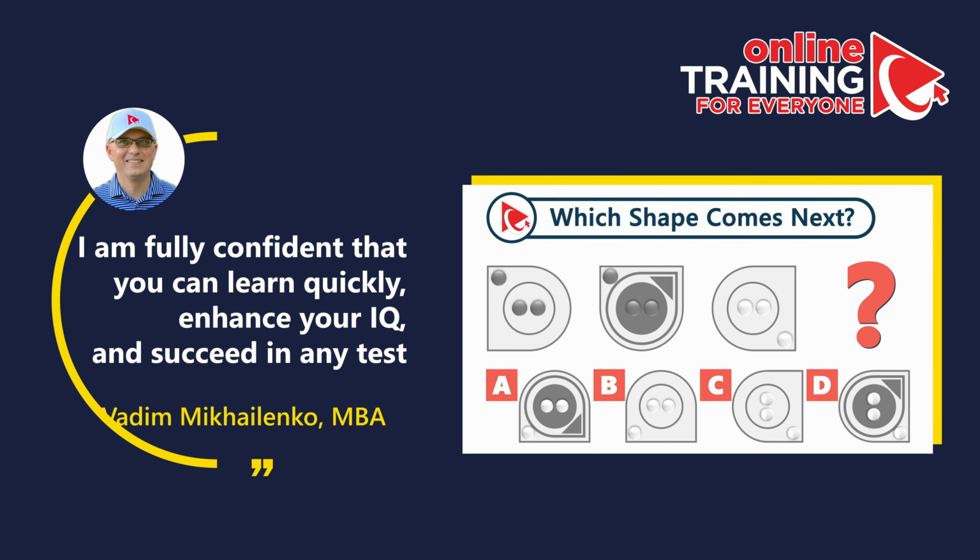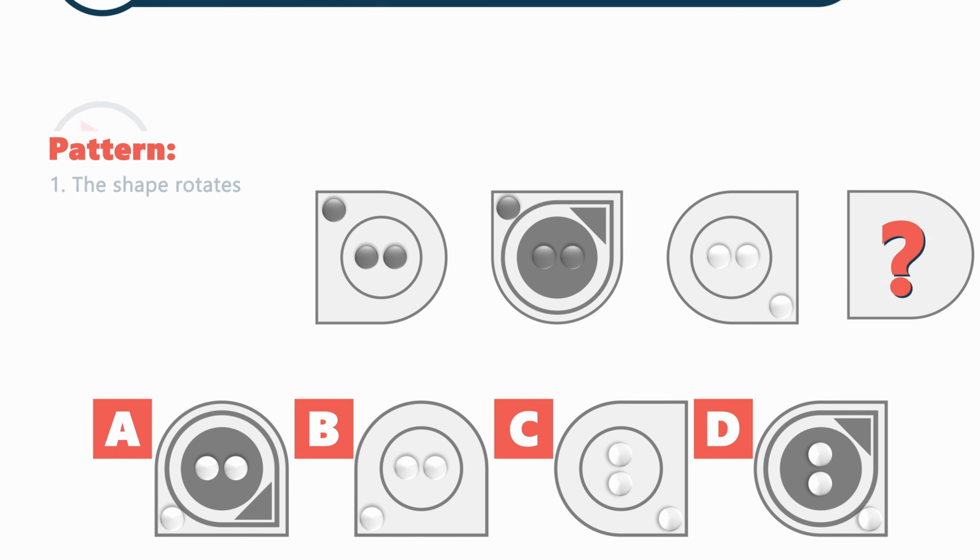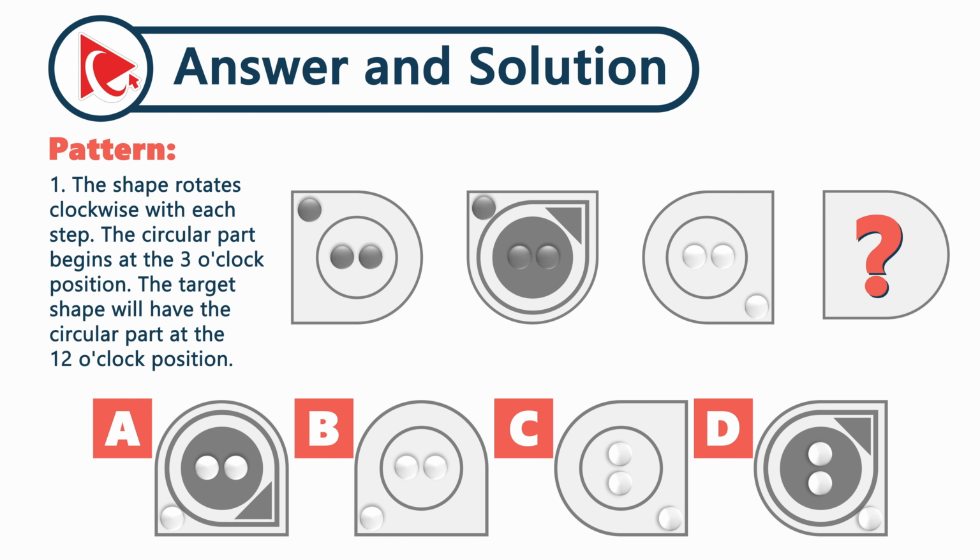Time's up. Are you ready with your answer? What's interesting about this question is that it has multiple patterns. I shared with you the first pattern. Shape body rotates clockwise with each step. The circular part begins at 3 o'clock position. Then it moves to 6 o'clock and 9 o'clock, which means that the target shape will have the circular part at the 12 o'clock position.